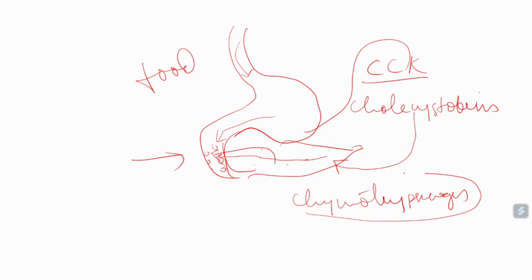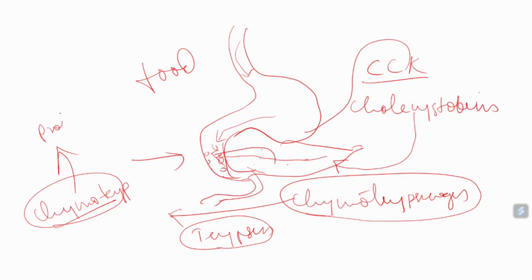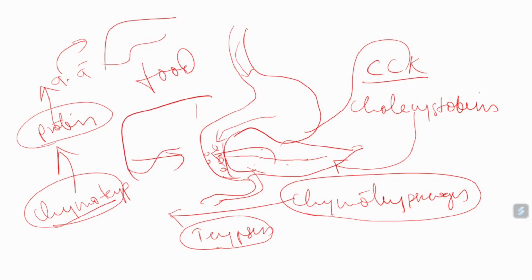And in the duodenum, this chymotrypsinogen will be activated into chymotrypsin, and this is activated in the presence of trypsin. This trypsin will convert the chymotrypsinogen into chymotrypsin, and now it is available in the activated form in the duodenum and in the small intestines. In the small intestine, this chymotrypsin will break down the proteins. Proteins are converted into amino acids, and these amino acids are absorbed from the small intestines into the hepatic portal vein, and will be taken to the liver. This is the function of chymotrypsin.